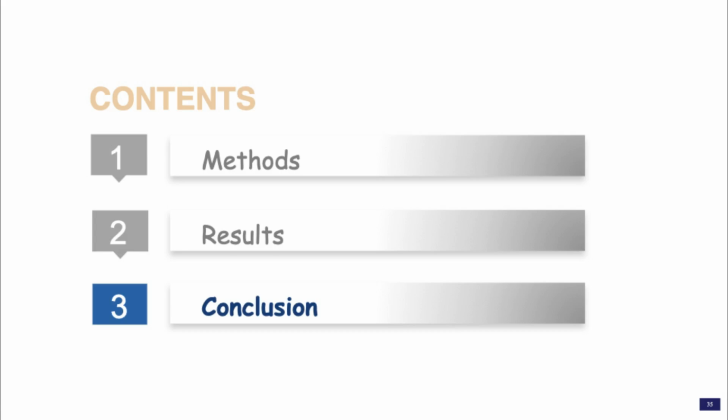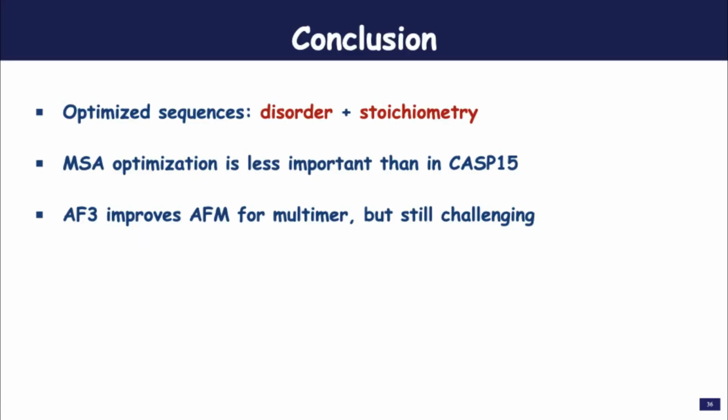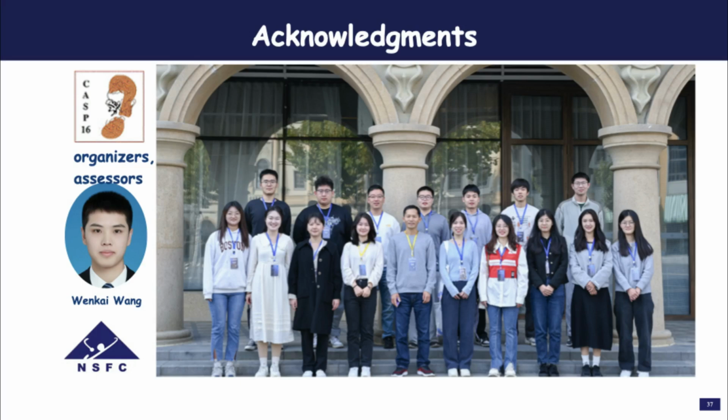Okay, finally is my conclusion. What we said is important: you need to optimize the sequence, that is, all disordered regions need to be removed. This makes it possible to use AlphaFold 3 and also makes the prediction better. Also stereochemistry is important. For this CASP-16, we think that for our method, MSA optimization is less important than before. And we also see that AlphaFold 3 is better than AlphaFold 2.